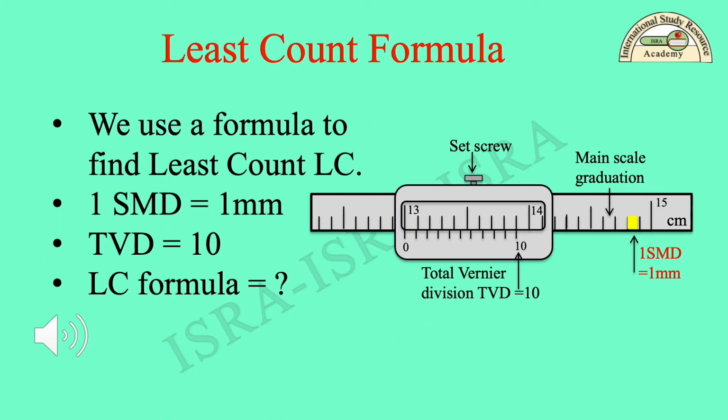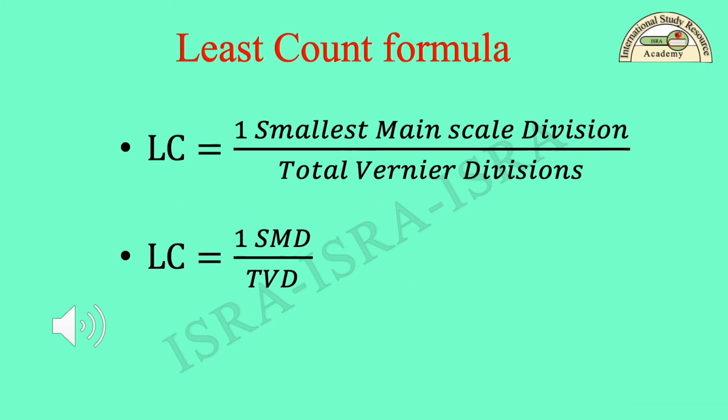Least count formula. We use a formula to find least count LC. 1 SMD is equal to 1 mm. TVD is equal to 10. Least count formula is equal to question mark. Least count formula: least count LC is equal to 1 smallest main scale division over total vernier division. Least count LC is equal to 1 SMD over TVD.